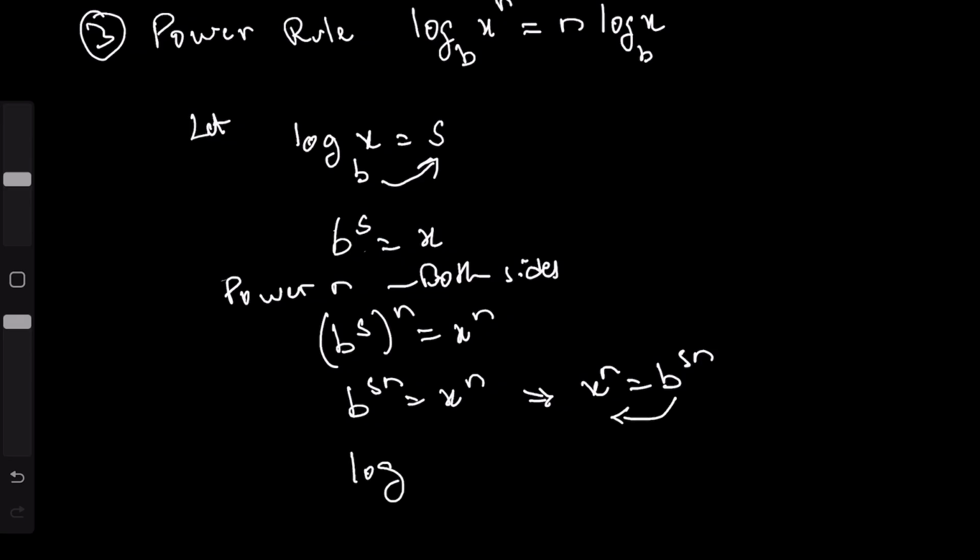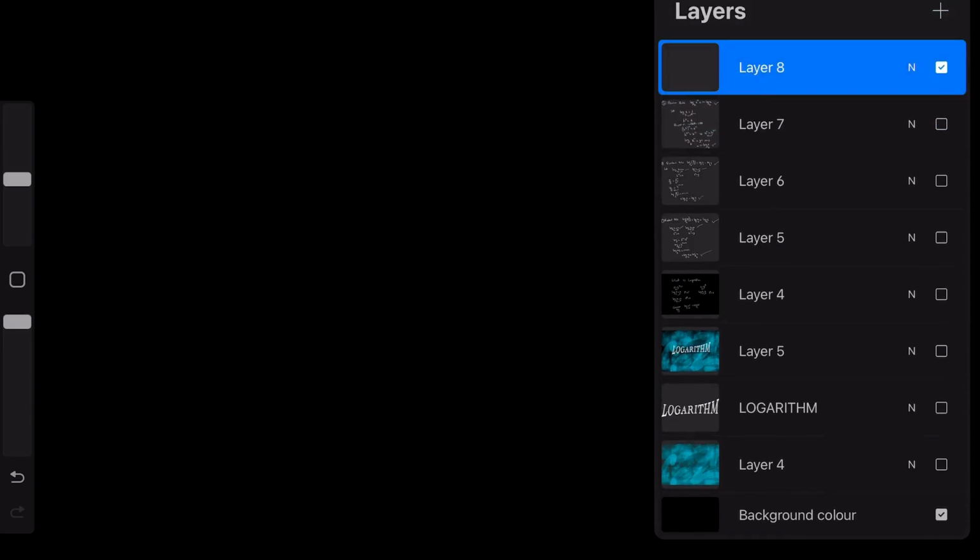Let's convert to the logarithm form. Log x power n to the base b equals s into n. That will be n into s, right? So s means log x to the base b. So again, this is also proved. Let's see the next rule.